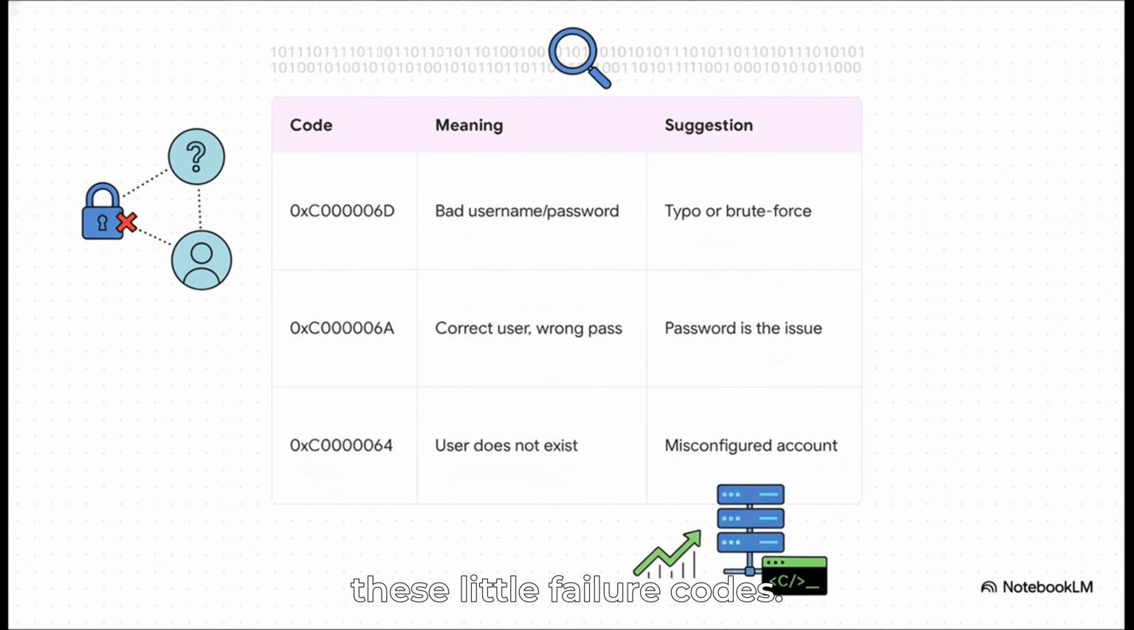Inside that event are these little failure codes. A code ending in 6D means the username or the password was bad. But if you see a 6A, bingo, that means the username was perfect, but the password was wrong. Now you know with pretty much 100% certainty that it's a password problem. And a 6.4? That means the user account doesn't even exist.